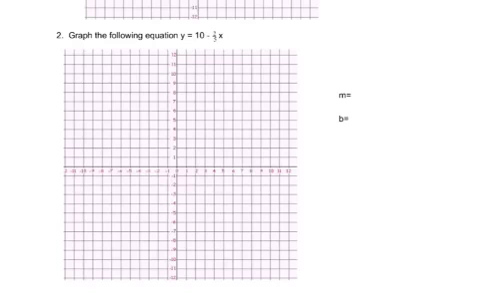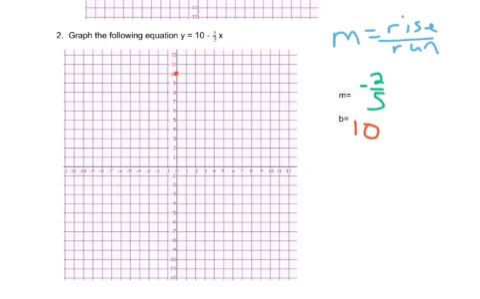Down here, the number that's glued to my x would be negative 2/5. And my y-intercept is the number by itself, which is positive 10. So first I'm going to plot that positive 10 on my y-axis. And then I'm going to use my slope. It's already in fraction form. Remember, your slope is rise over run. So for my slope, I'm going to be going down 2, right 5.